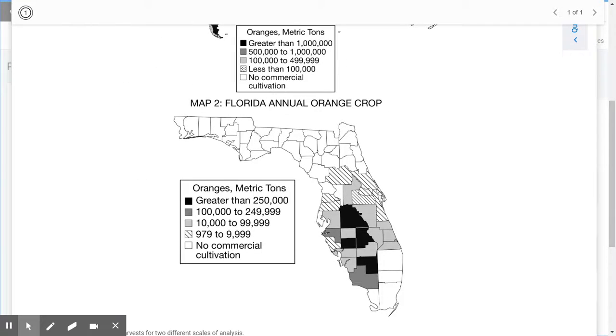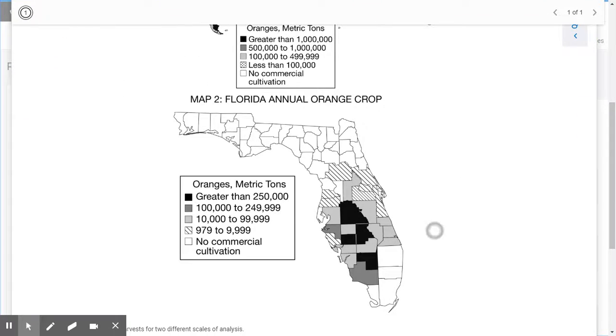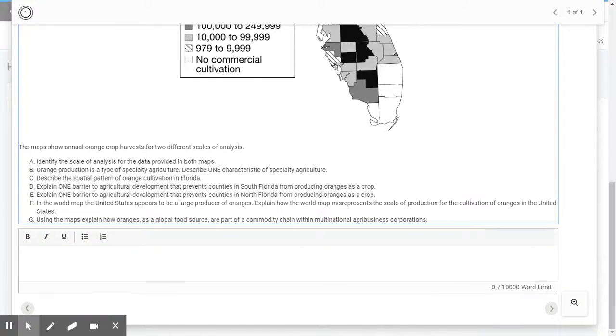Map 2, you could say, would show a county scale of analysis, because not only is it the state of Florida, but it's the state of Florida and the individual counties within Florida. So you could say the scale of analysis is a county scale of analysis. You have to get both of them though. So if you just said that it's a country map or a world map for map 1, but then you said map 2 is a region map, you wouldn't get the point. You got to say county and country or world. That would be fine. Remember that each of these questions is worth a point.